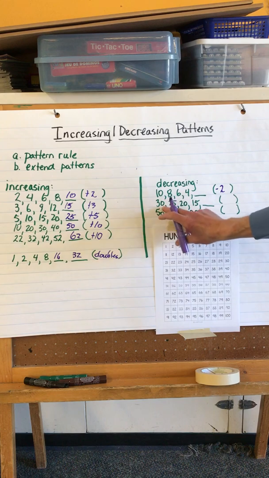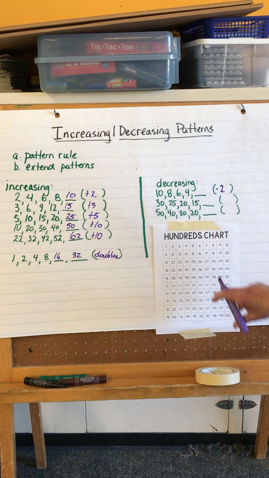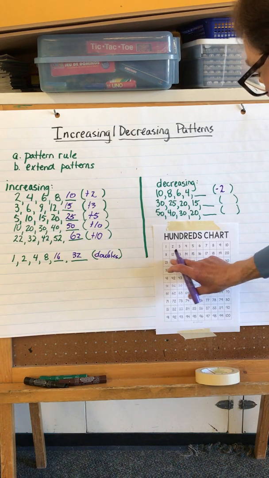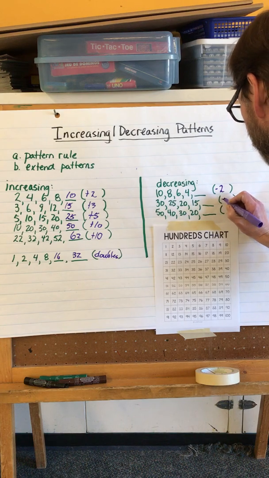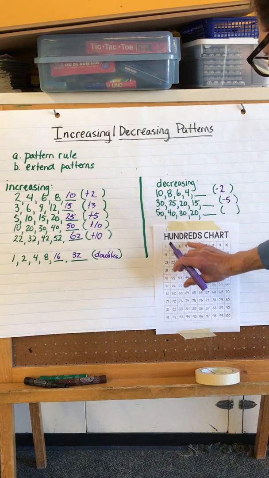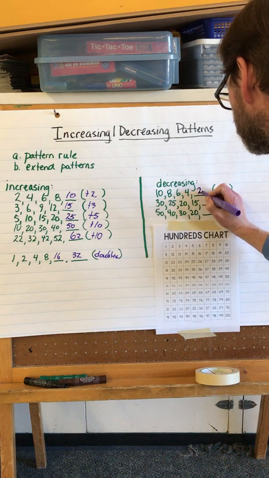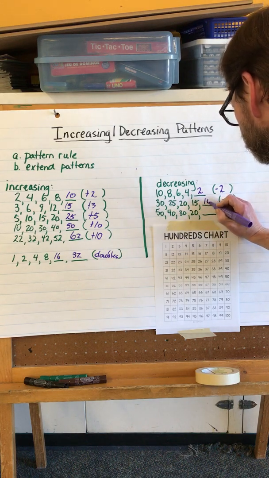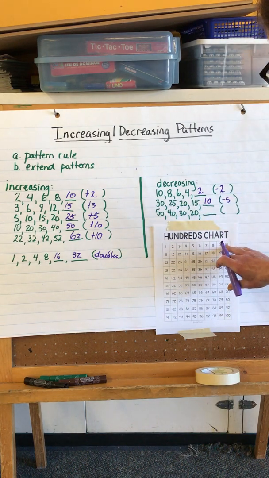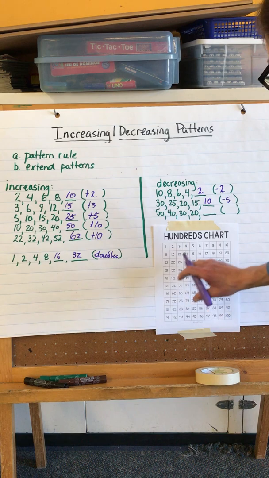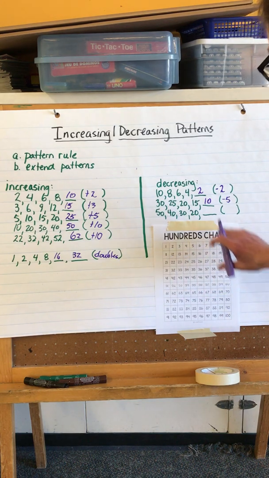All right, here's another one. 30, 25, 20, 15. 30, count back to 25: 1, 2, 3, 4, 5. 25, count back: 1, 2. I see. It's a negative 5 pattern. It's going backwards 5 every time. Oh, I forgot to extend my pattern here. 10, 8, 6, 4. I'm going down 2 more: 1, 2. My next number would be 2. So my next number here after 15, if I'm going down 5, would be 10. And I can count that back on my number chart if I need to. From 15, count back 5: 1, 2, 3, 4, 5, there's your 10. If I had to go to the next one, it would be 5.